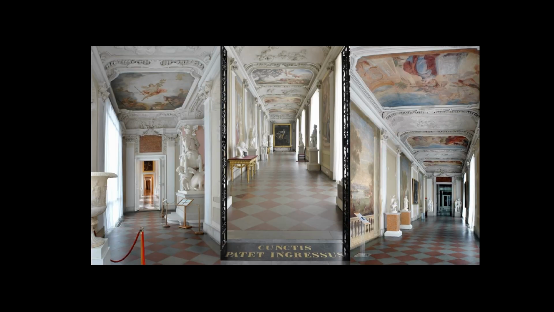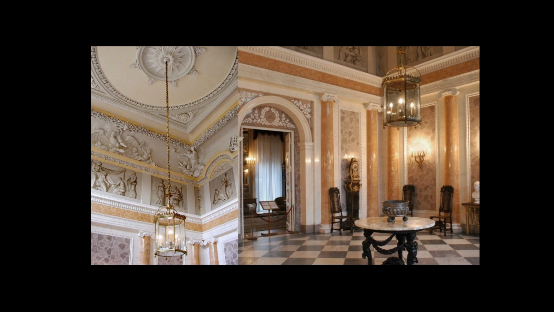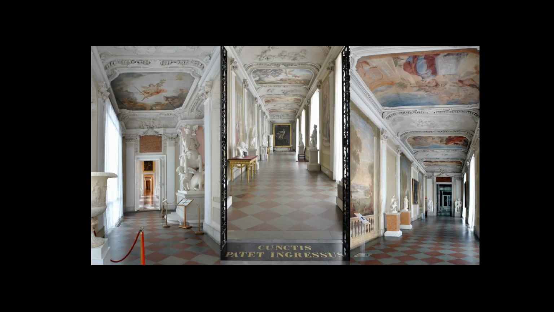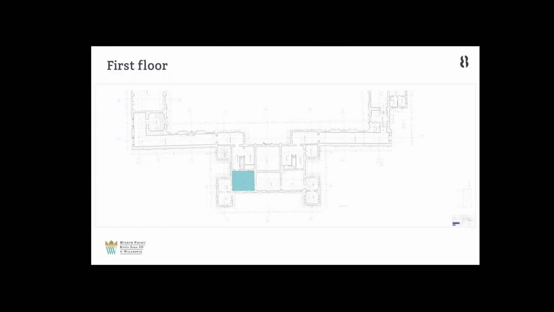And the other halls, this one, are the garden galleries. They are very long, very big, and they also have frescoes from the time when King Jan was living there.